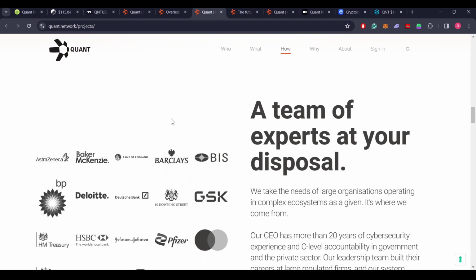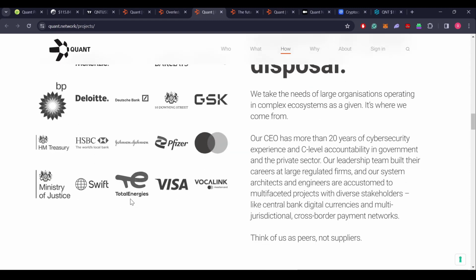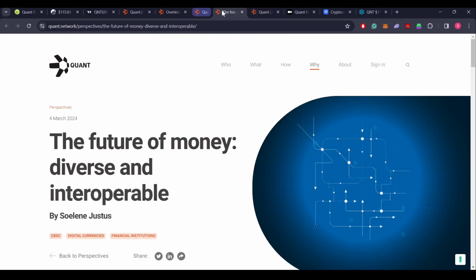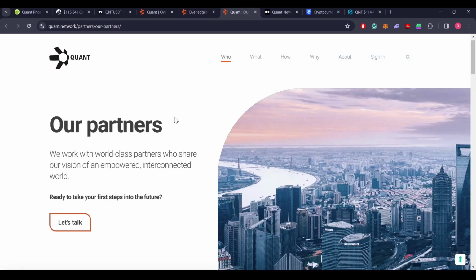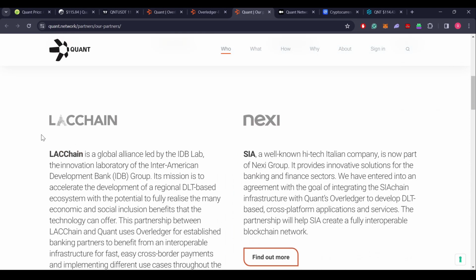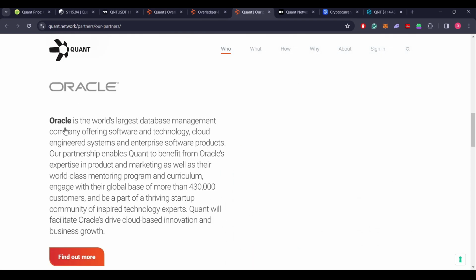So these are the teams, and these are the projects which they have worked on. As you can see here, they have a lot of projects, even Swift, even Visa, even MasterCard. They have MasterCard listed here. And if we look at their partners, yes, these are their partners. The biggest ones are LakeChain, Nexi, even Oracle, the world's biggest database management company.